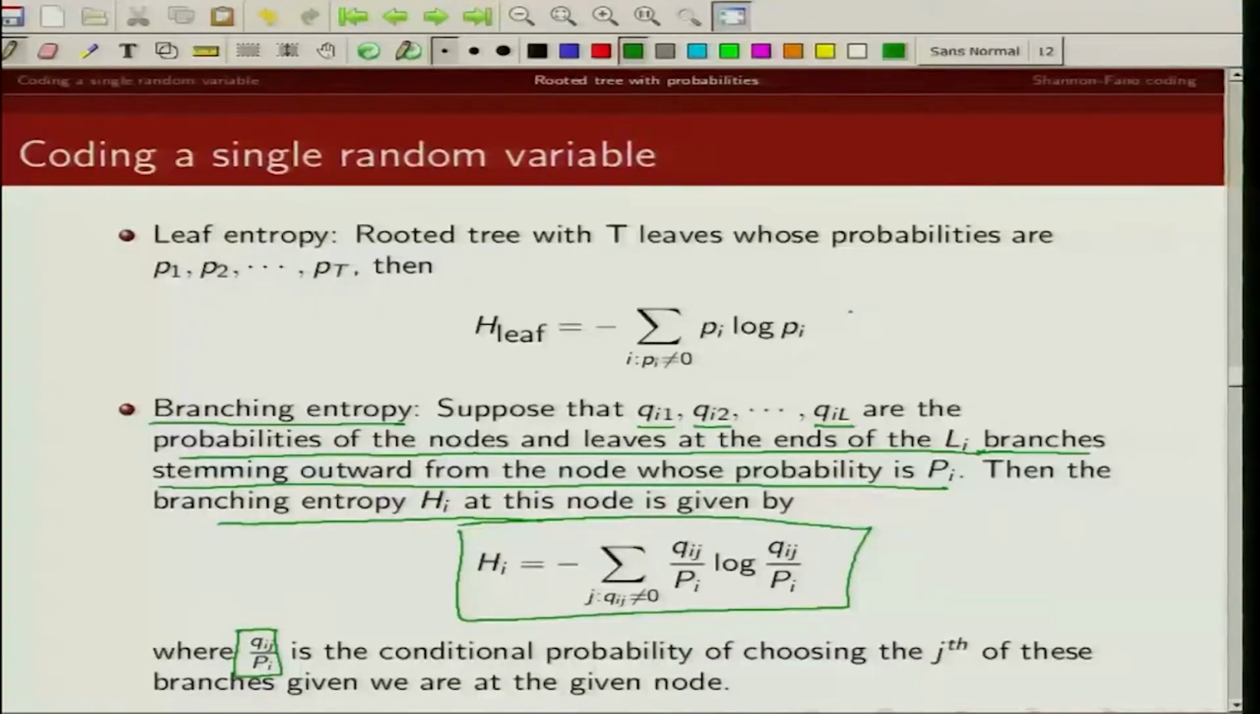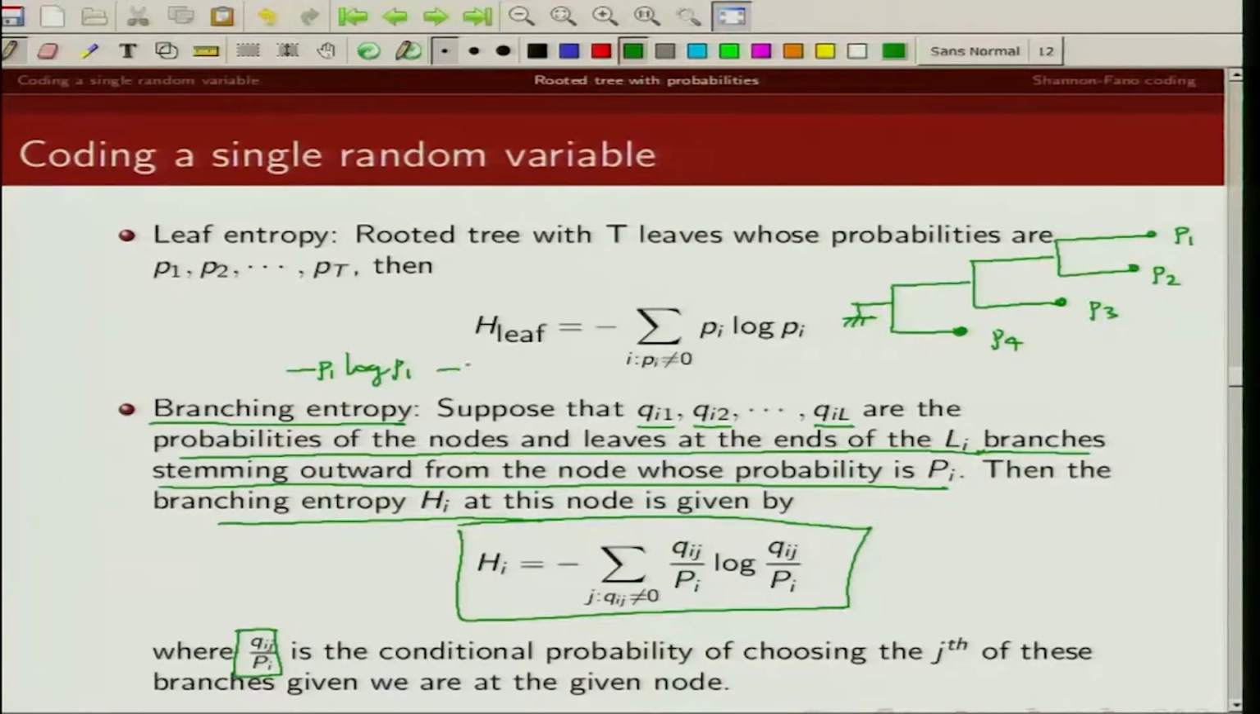So graphically, let's have a look. Let us consider a binary tree. So these are the leaves. Let's say their probabilities are P1, P2, P3, P4. Then the leaf entropy is given by minus P1 log P1 minus P2 log P2 minus P3 log P3 and minus P4 log P4. That will be my leaf entropy.